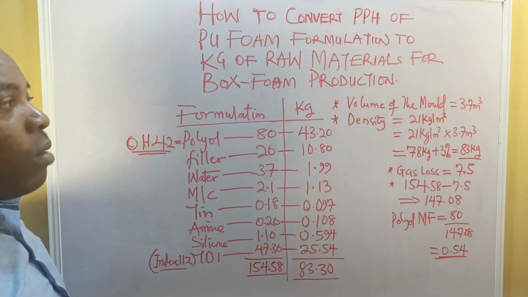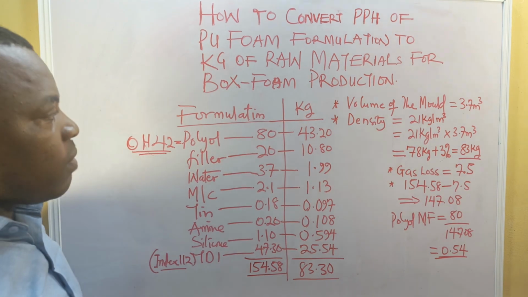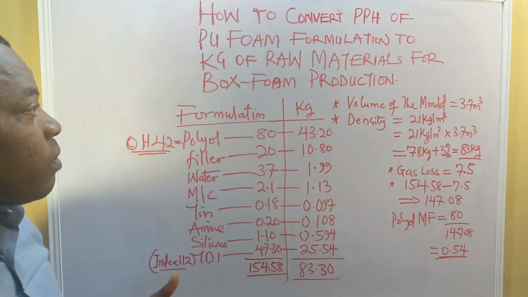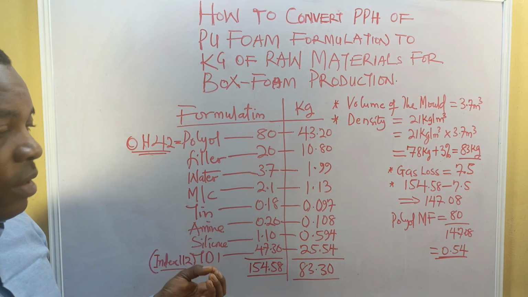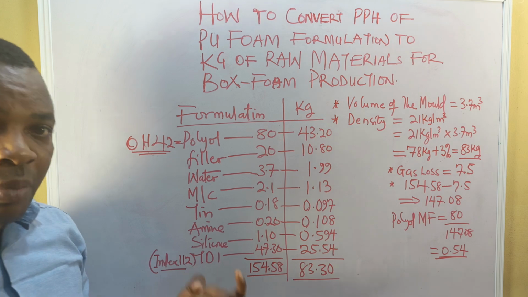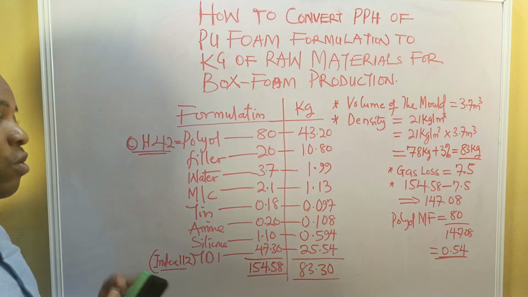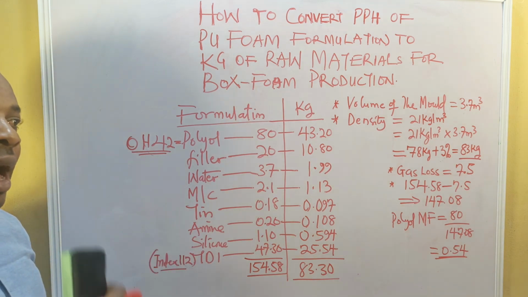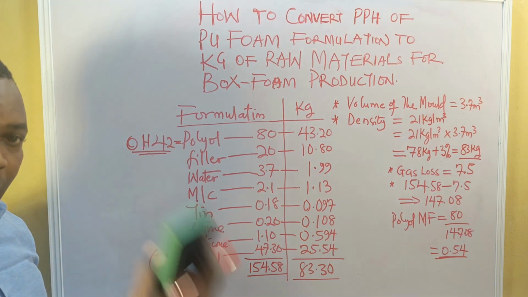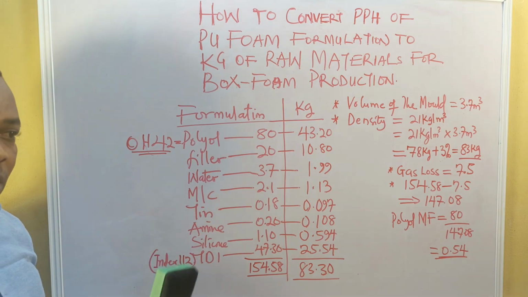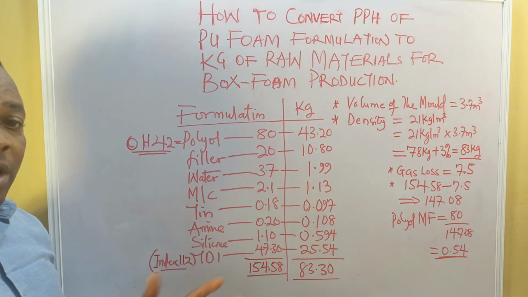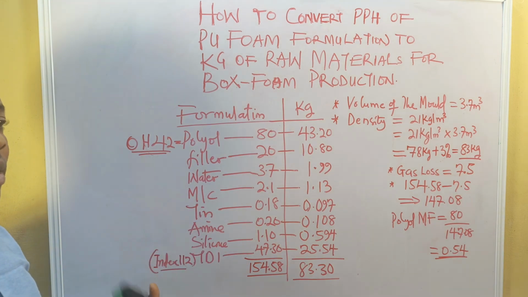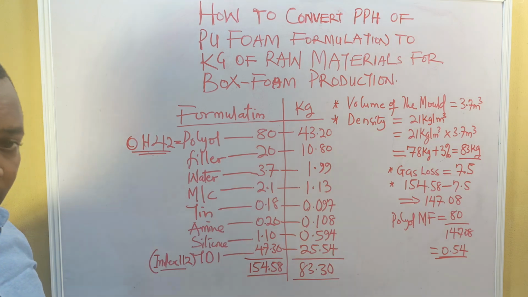If you take a look at all my previous lessons, I did say that PU foam production can be done in three methods. Method one is a continuous process. Continuous process is whereby the foam or the raw materials are continuously produced. You understand? Continuously produced by the use of a machine called a foaming plant. That's why they call it continuous process.